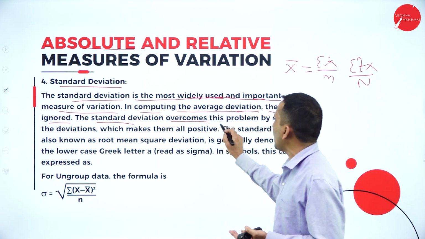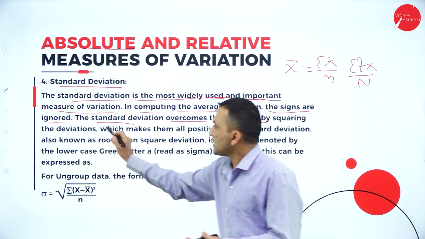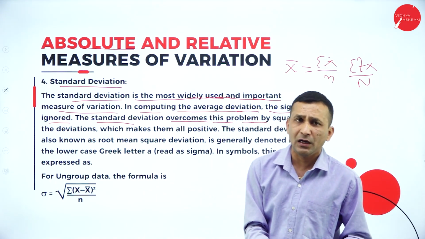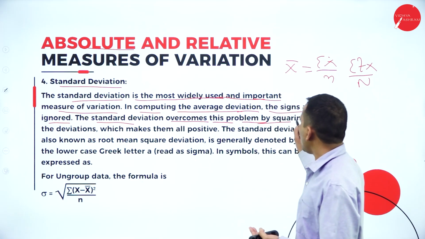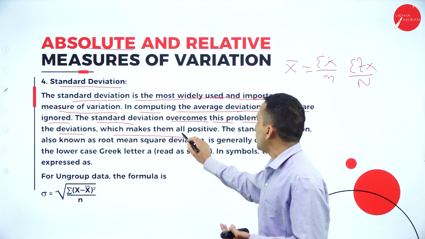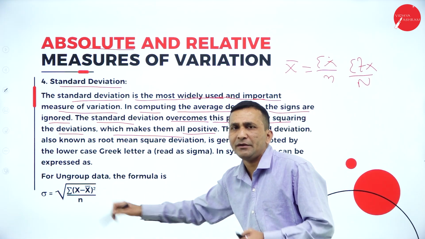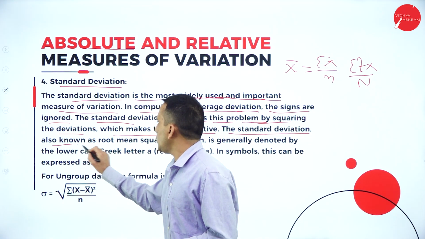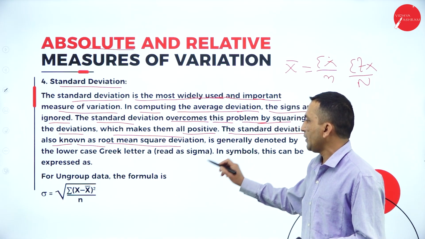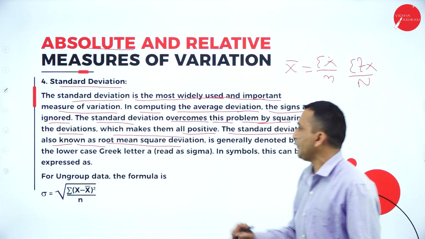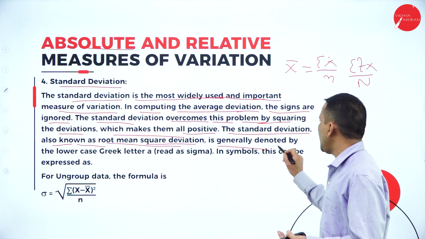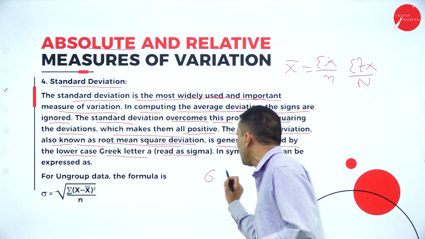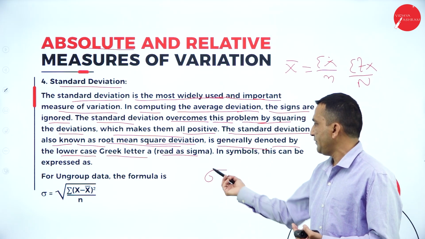The standard deviation overcomes this problem, because whether it is a minus sign or a plus sign, when it goes for the square, it will always be positive. The squared deviations make them all positive; even if a negative appears, squaring gives a positive. The standard deviation is also known as root mean square deviation, because the formula has a root. It is generally denoted by the lowercase Greek letter sigma. You can call this symbol sigma or the standard deviation symbol.